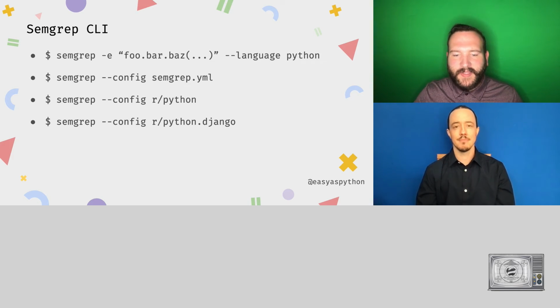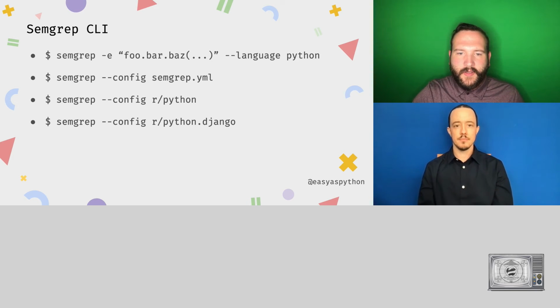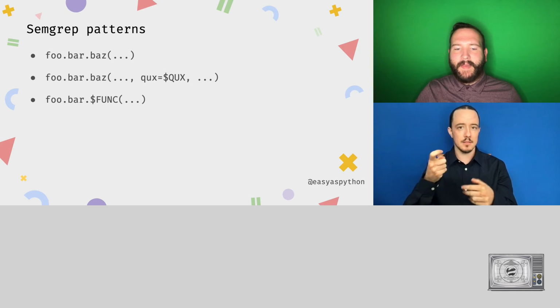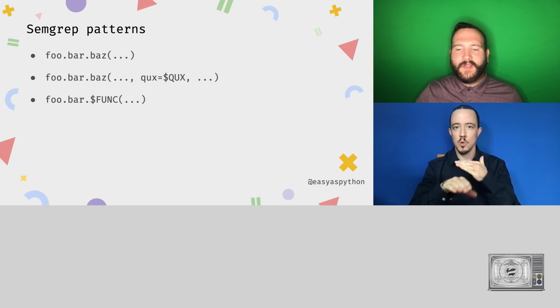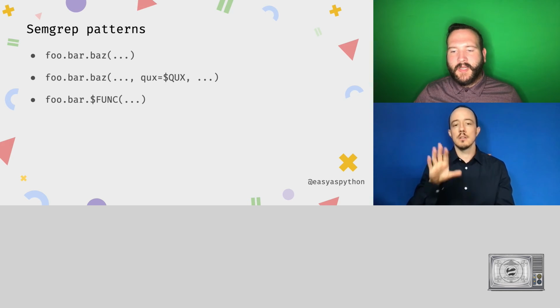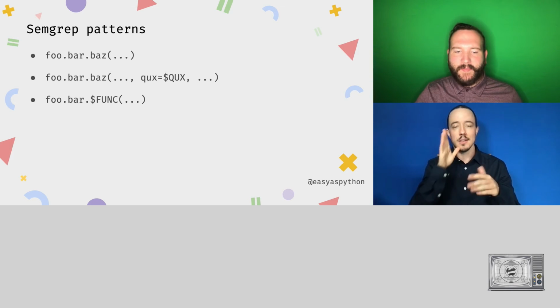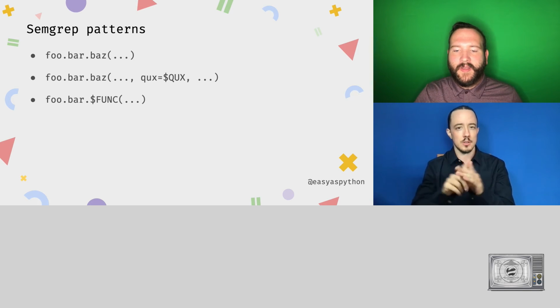To give you a sense of the way Sengrep thinks about code, let's look at a few examples. This first example finds all the places that the baz function in the foo.bar module is called, regardless of how it's imported and referenced in a module. The foo.bar.baz in the pattern represents the fully qualified path to the baz function, and Sengrep knows the variety of ways this might appear in the code.